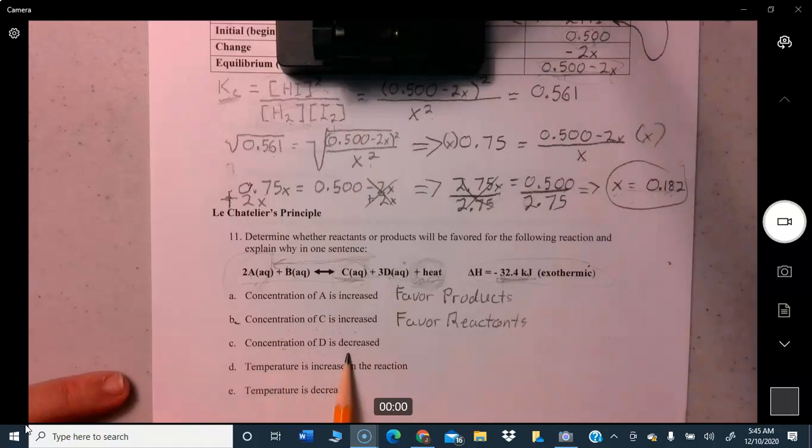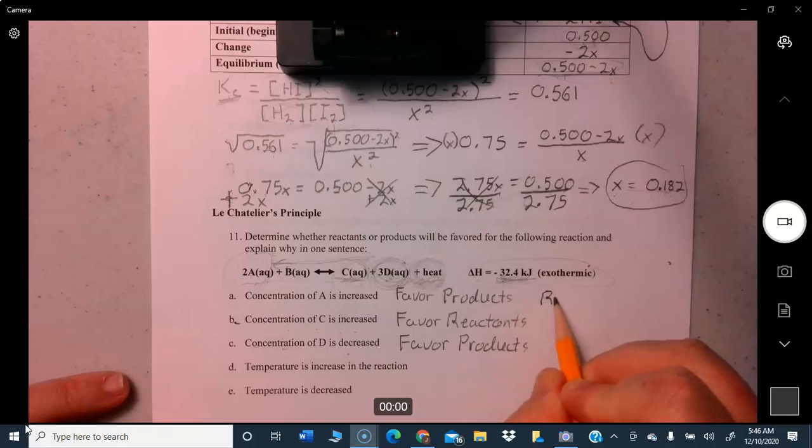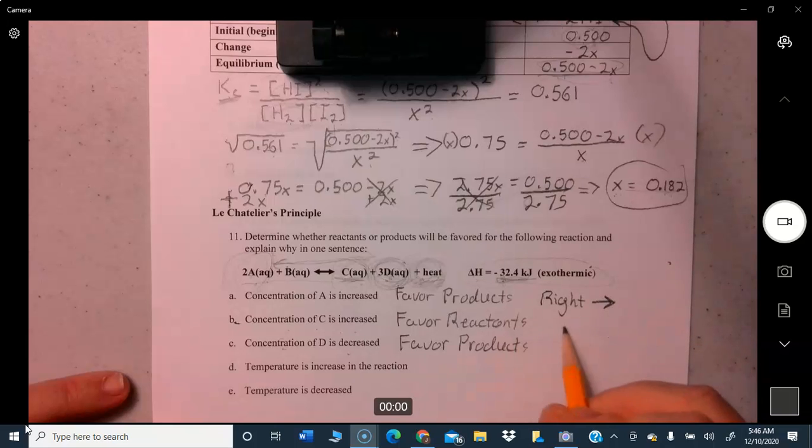Okay, concentration of D is decreased. So everybody's happy, and then all of a sudden you start pulling this out of the reaction. So what the reaction is going to want to do is make more of this. It wants to get back into equilibrium by making more of this. So that's going to move to the right. Favor products. And if it helps, just put right, meaning it's going to move to the right. Or maybe it's good enough to just draw an arrow like that. This is favor reactants, that's going to move to the left. Favor products, that's going to move to the right, okay?